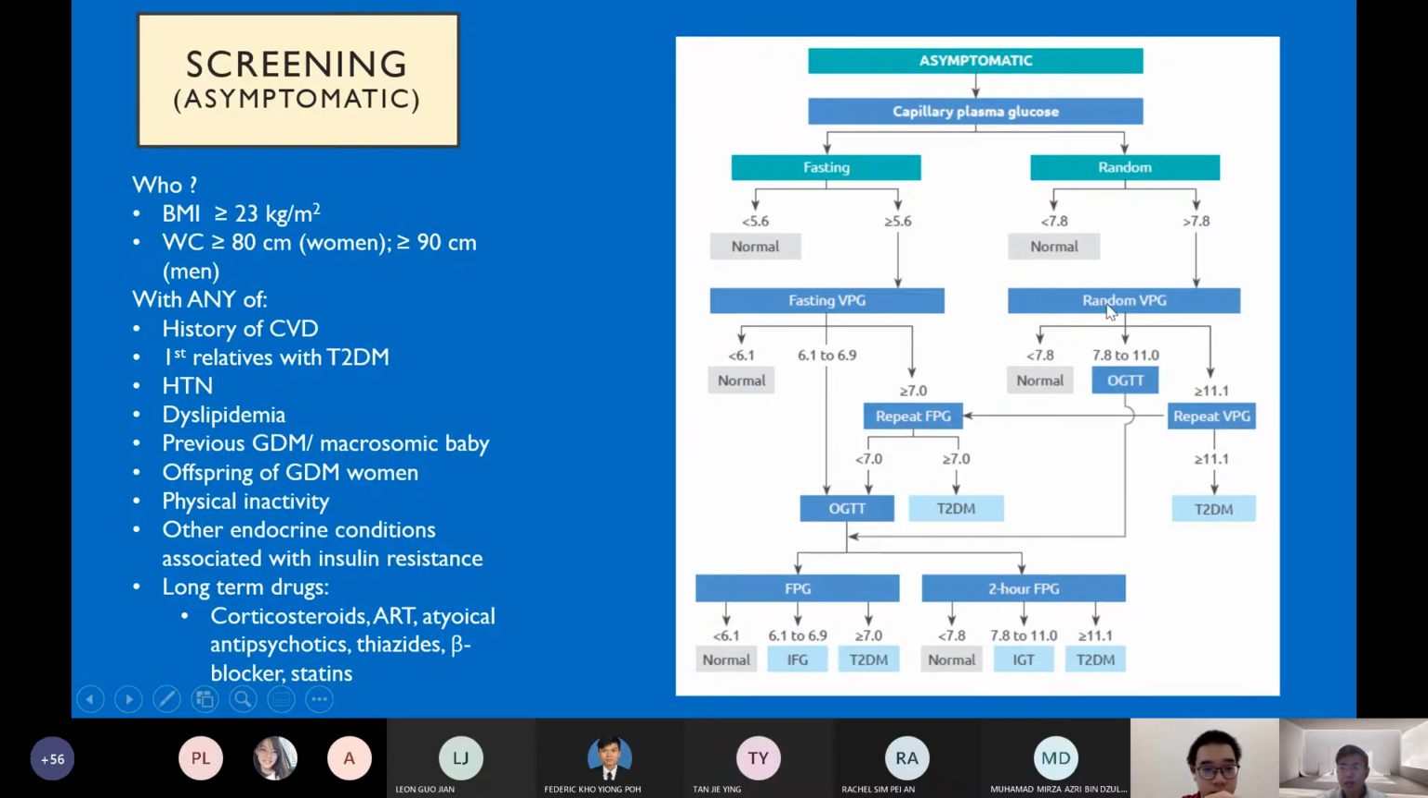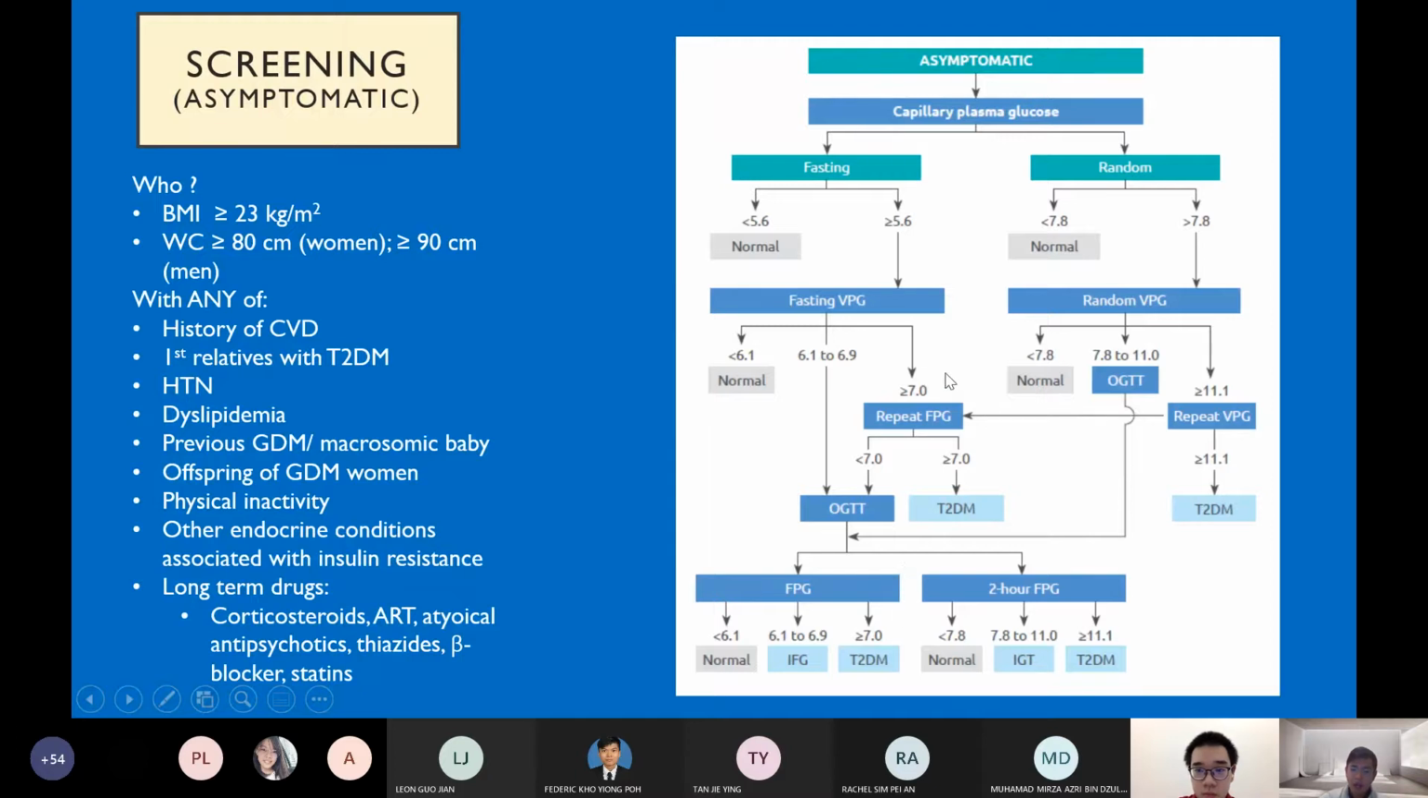Then you go ahead and do a random plasma glucose first. If the random plasma glucose is more than 11.1, you do not need to proceed with an OGTT. If it's between 7.8 to 11, you go ahead and do an OGTT, and if you have readings of more than 11.1 and more than 7, that's your diagnosis of type 2 diabetes. For your fasting, between 6 to 7 is impaired fasting glucose, and impaired glucose tolerance would be between 7.8 to 11 after 2 hours of your glucose load.